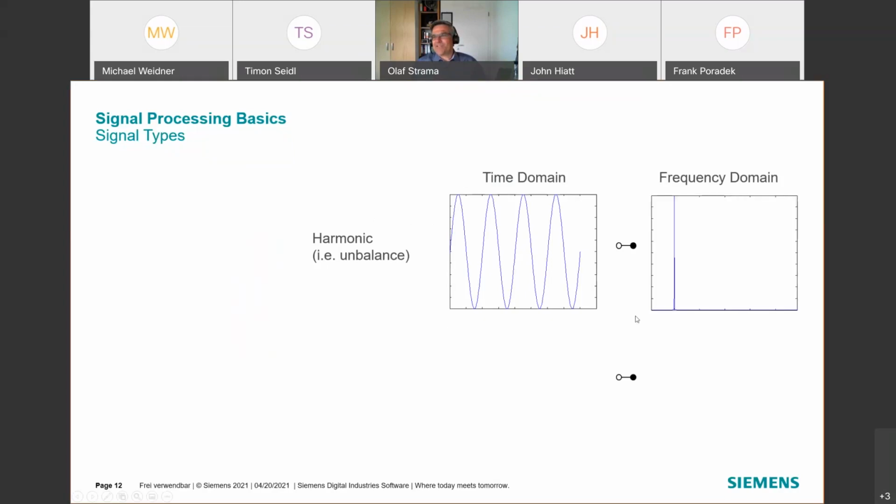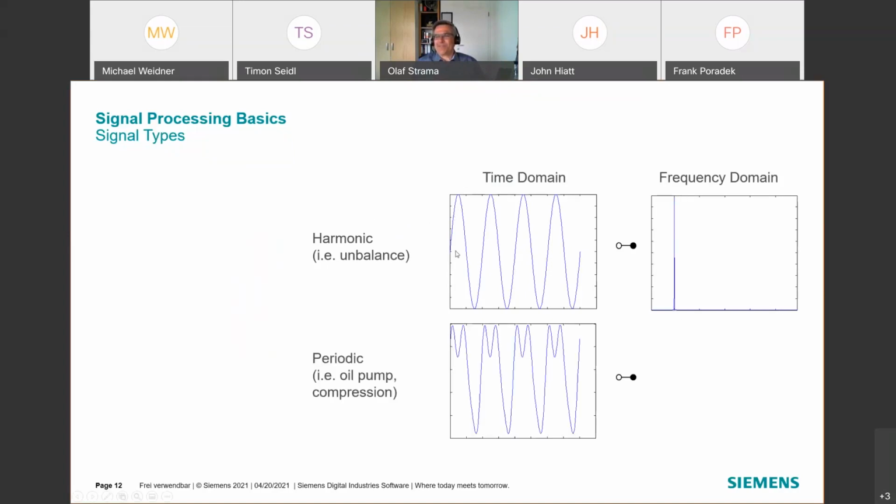So in the frequency domain, we already learned we have one peak. The position of the peak is the frequency. The further right the peak is, the higher the frequency. A peak on the left side has a low frequency, and the level corresponds with the amplitude.